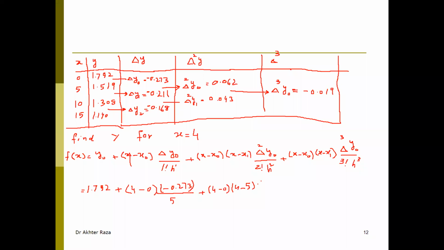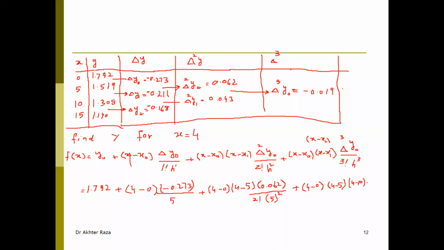Now delta square y naught is 0.062, so 0.062 is to be plugged in here, divided by 2 factorial h square. h is 5, 5 square. Plus x minus x naught. x is 4, x naught is 0. One more bracket I should have here, x minus x2, because every time one bracket will be added. So 4 minus 0, 4 minus 5, 4 minus 10.